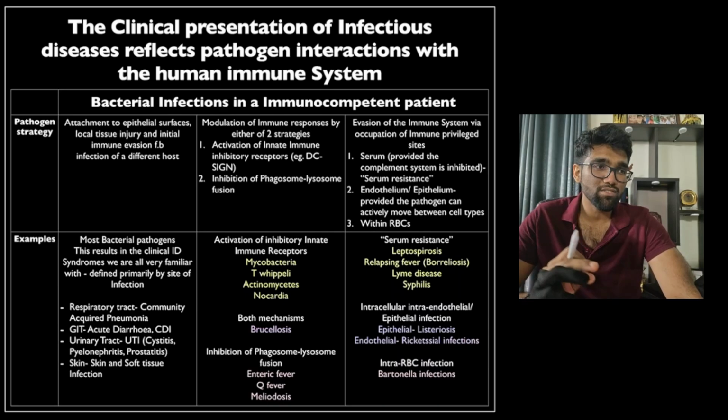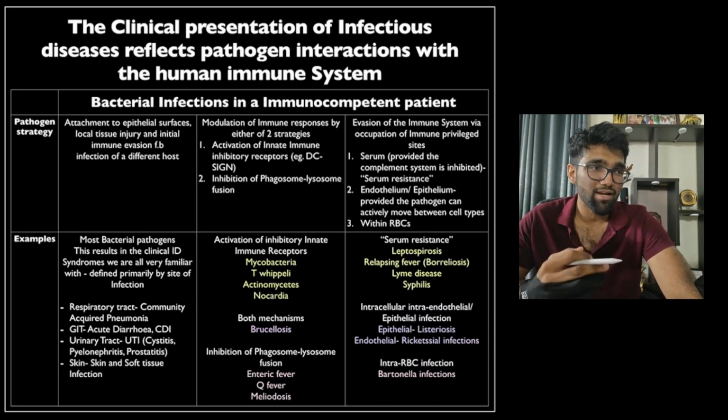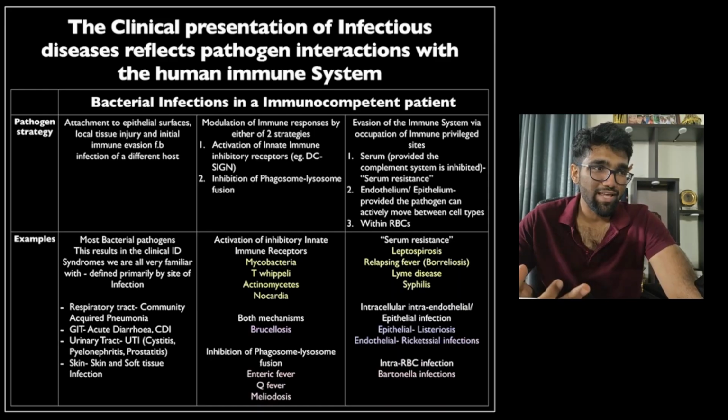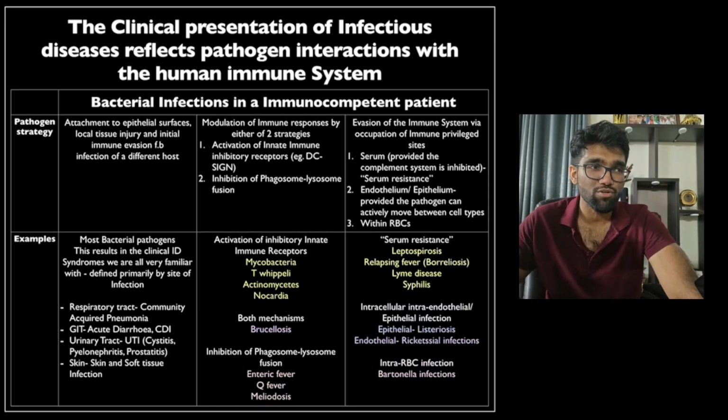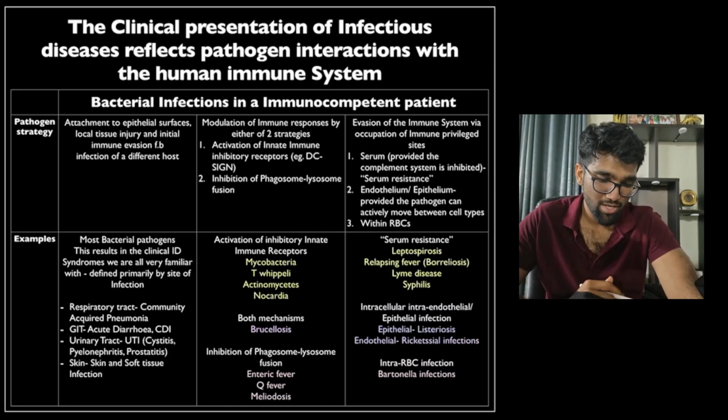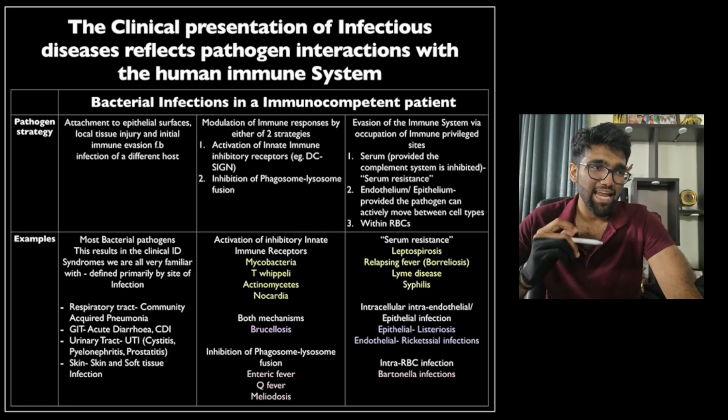But in that process there is tissue damage, and that damage allows some nutrients to be available to the organism, which then proliferates using those nutrients and then moves on to the next person or the next host. Okay, so these result in very classical clinical syndromes. These are the most common infectious syndromes that we come across.